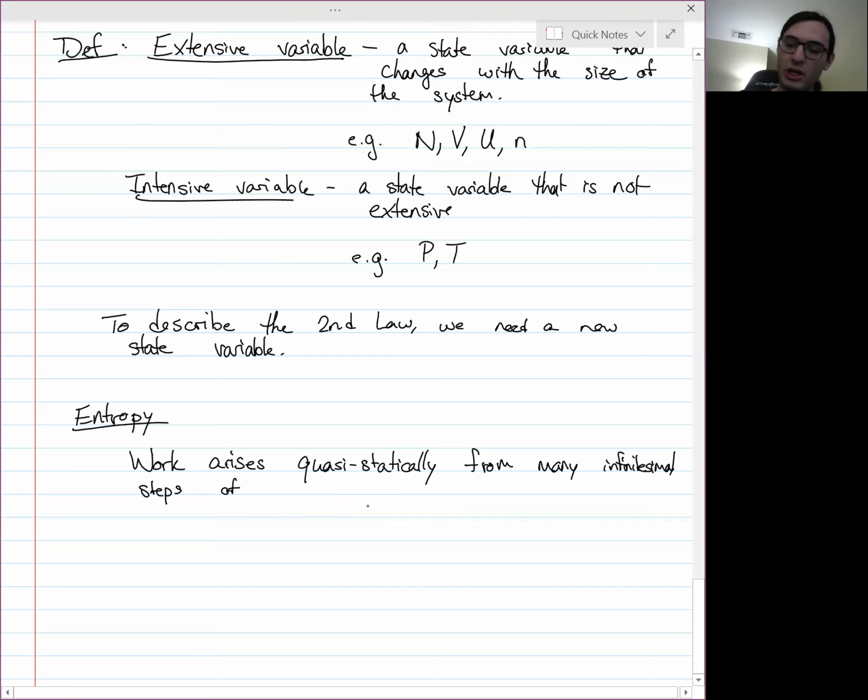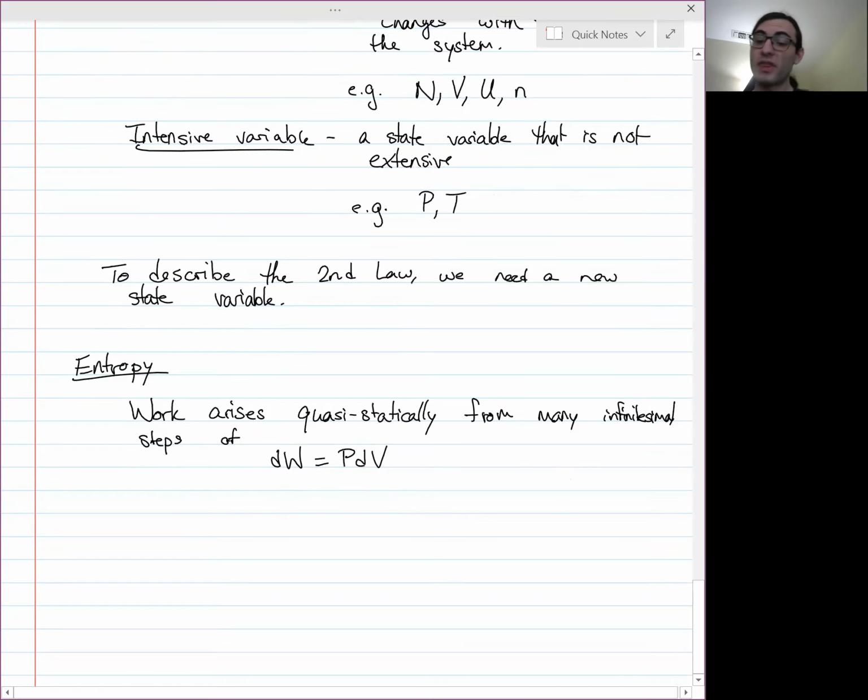dW equals P dV. So the idea is you just expand the volume just a little bit, you get a little bit of work done. And you just do that a whole bunch of times and you end up with work. So that's great. It's a great formula that we just derived from the definition of work using force applied over a distance and then relating volume to distance and so on. But we don't have an equivalent thing for heat, right? Like there isn't a dQ equals something, which we would like to have.